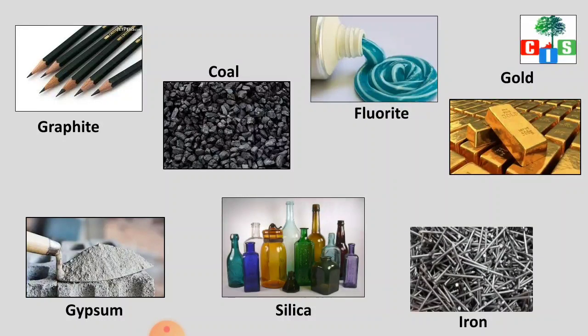The fifth mineral, gypsum, is used in the manufacture of cement and many other construction materials. In the next picture we can see glass bottles, and they are made from the mineral called silica. So silica is used in making glass, ceramics, and even in paints. In the next picture there are iron nails, and these iron nails are made from the mineral iron. So iron is used in the manufacture of steel, kitchen appliances, shipbuilding, trains, highways, and even nails.